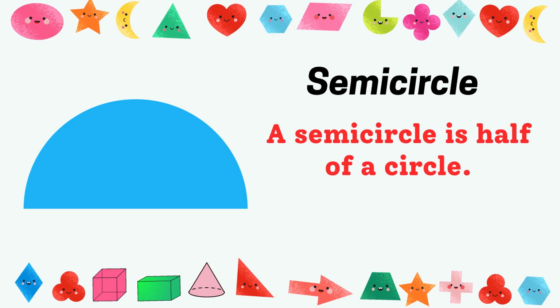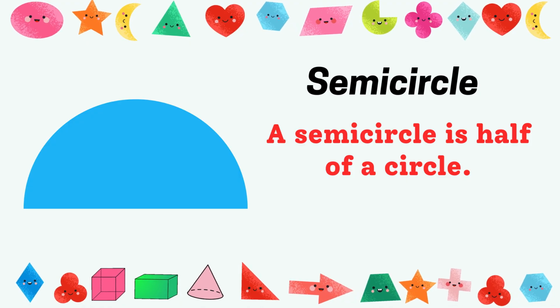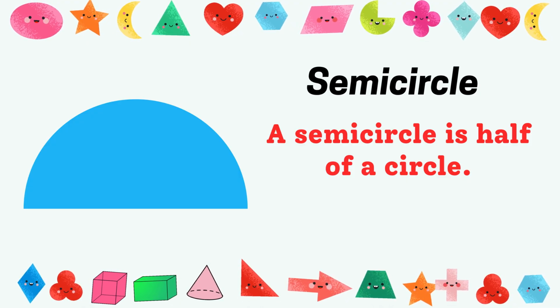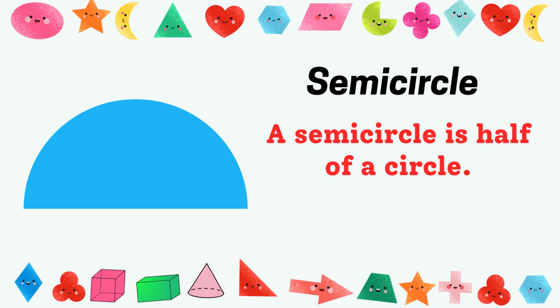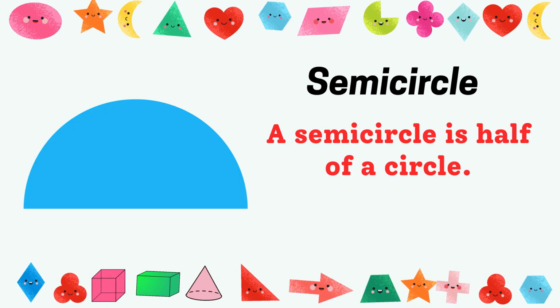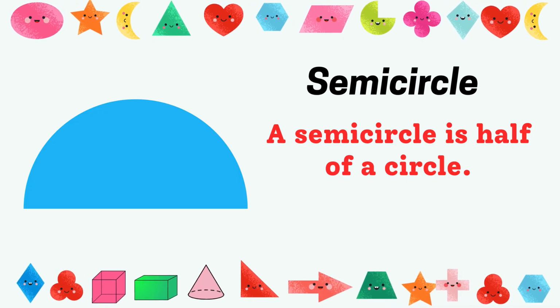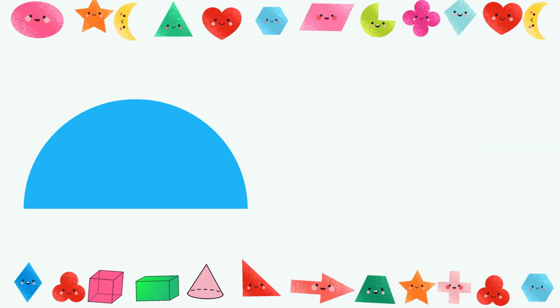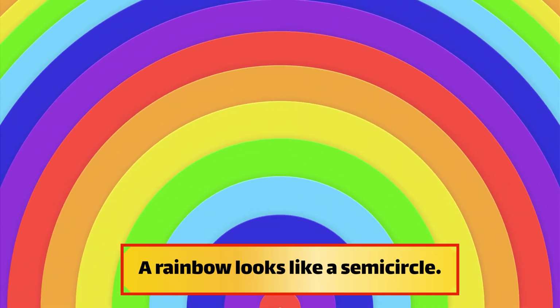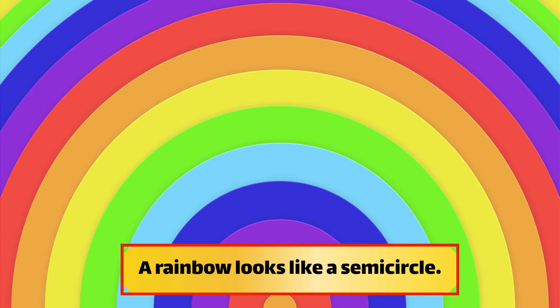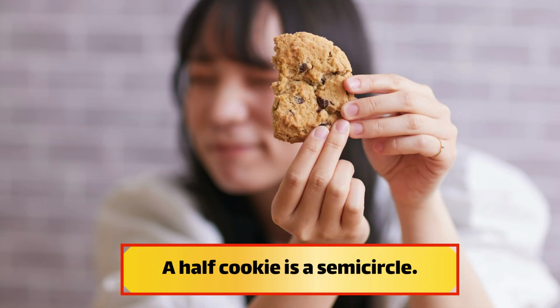Semicircle. A semicircle is half of a circle. A rainbow looks like a semicircle. A half cookie is a semicircle.